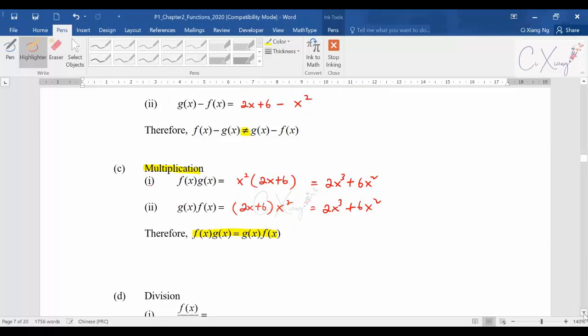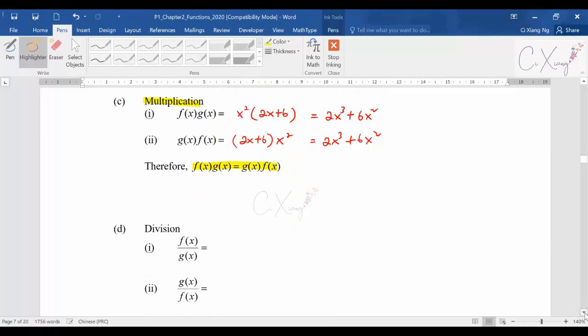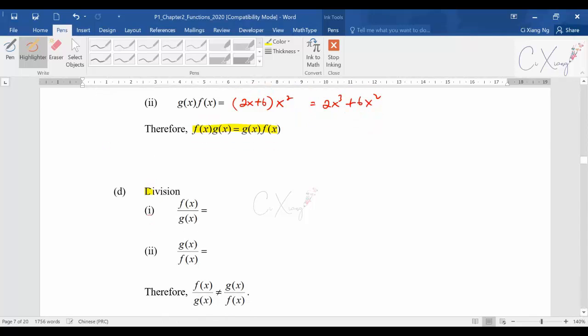Then we continue to division. For division, if you have f divided by g, then you will have x squared divided by 2x + 6. And g(x) divided by f(x) gives you 2x + 6 divided by x squared. Again, if you compare these two answers, are they the same or not? They are not the same.